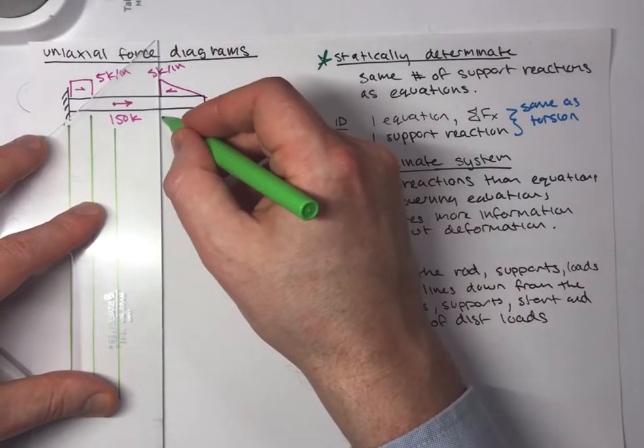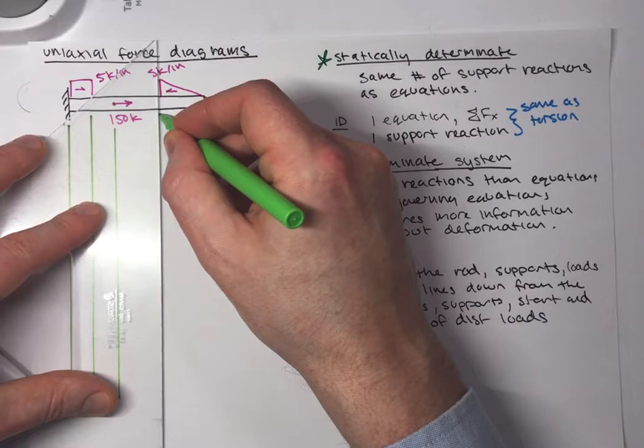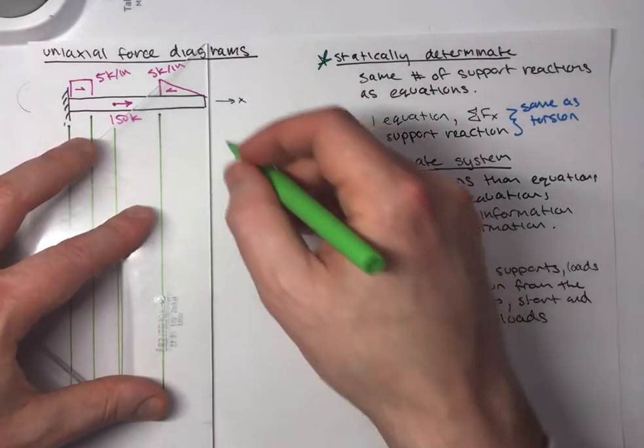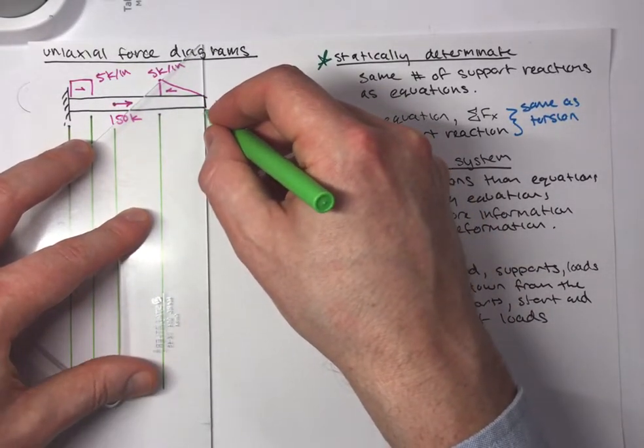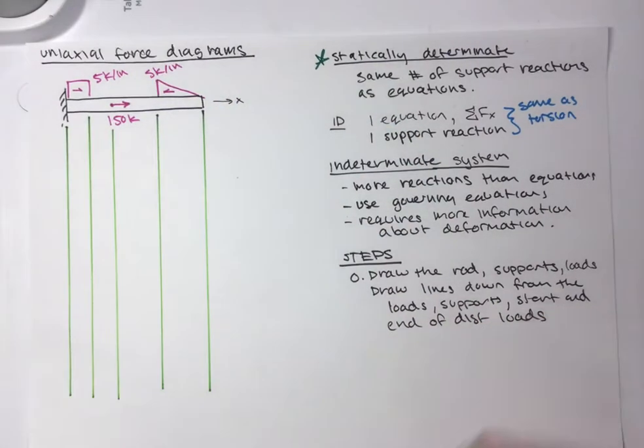I have the start of my distributed load here. And then I have the end of my distributed load and the end of my beam, so I'll draw one more line there. Okay, so that's the second piece of step 0.